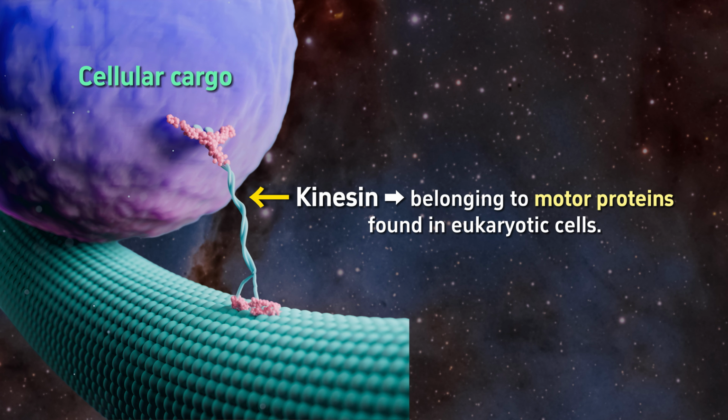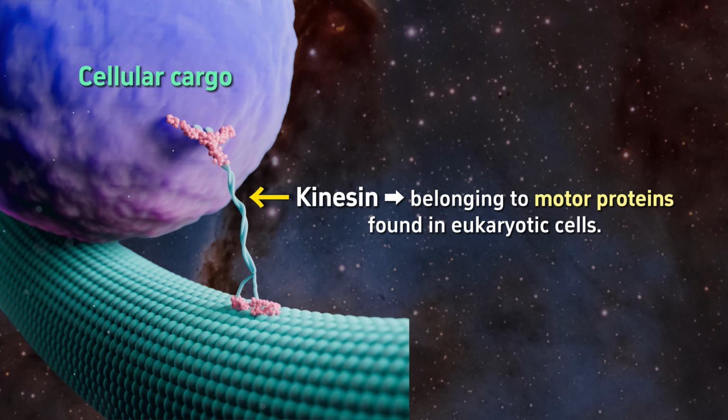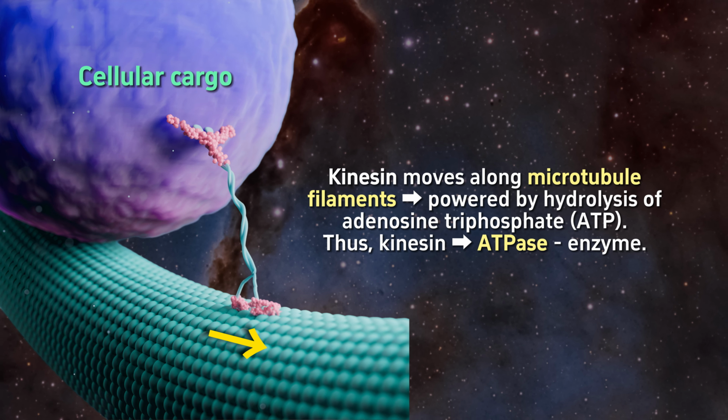What is kinesin and dynein? A kinesin is a protein belonging to a class of motor proteins found in eukaryotic cells. Kinesins move along microtubule filaments, and it is powered by the hydrolysis of adenosine triphosphate. Thus, kinesin is an ATPase, a type of enzyme.